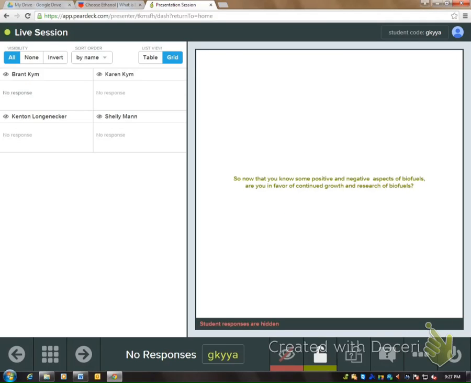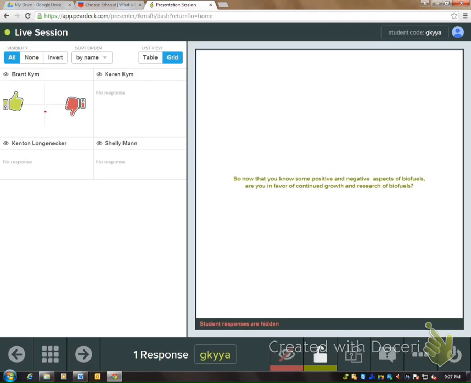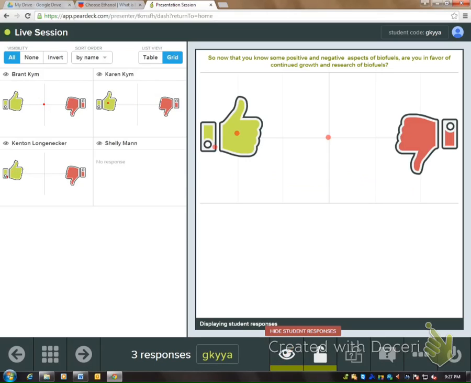So now that we've seen both pros and cons of biofuels, at this point then, would you be in favor to continue growth and research of biofuels? We have one student waffling. It's a spectrum. Okay, so I locked the answers so we can see 3 on the positive side and 1 on the negative side.